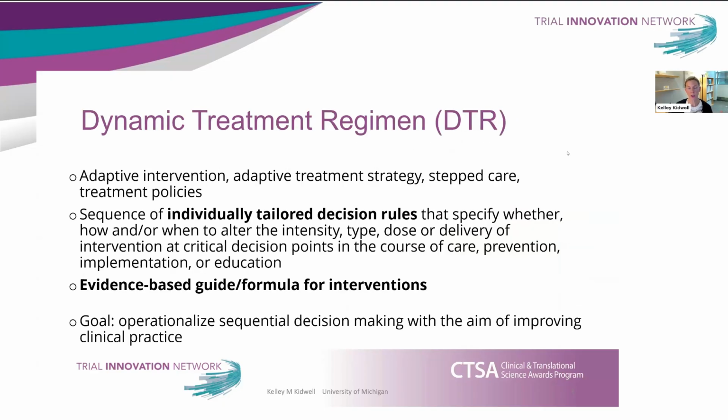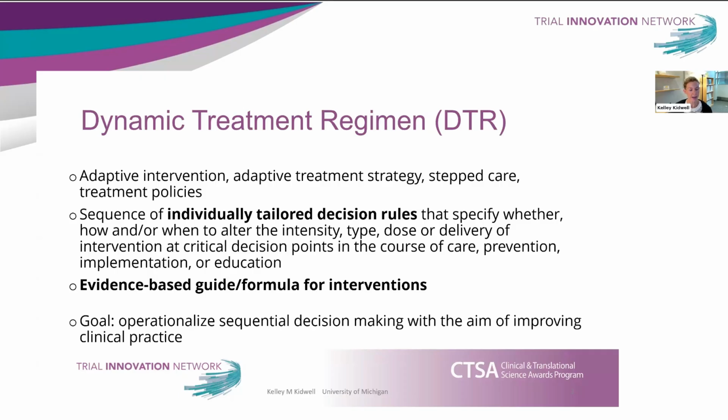When you think about those sequential treatment strategies, in the statistical world we've seen them called dynamic treatment regimens, dynamic treatment regimes, or adaptive interventions. There's lots of different fancy titles we put on these, but essentially they're just the way that treatment is practiced most of the time, such that we can specify individually tailored decision rules that can alter based on response or adherence, and therefore treatment can change over the course of care, prevention, implementation, or education.